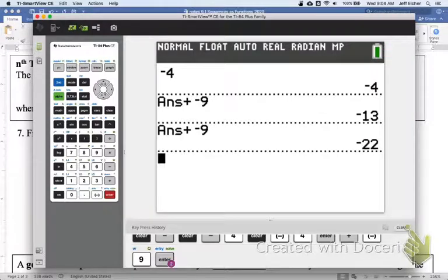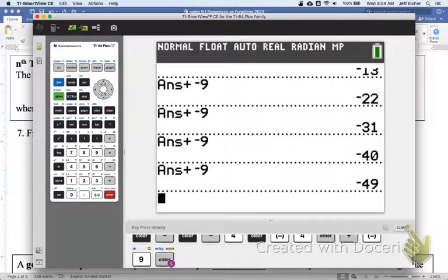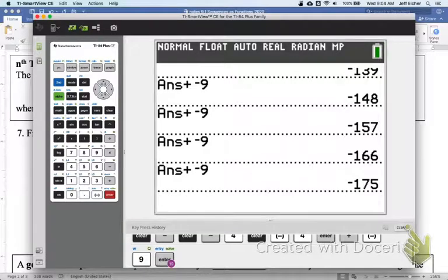our third term, 4th, 5th, 6th, 7th, 8th, 9th, 10th, 11th, 12th, 13, 14, 15, 16, 17, 18, 19, 20. So that means our 20th term would be -175, and that's what we just found.